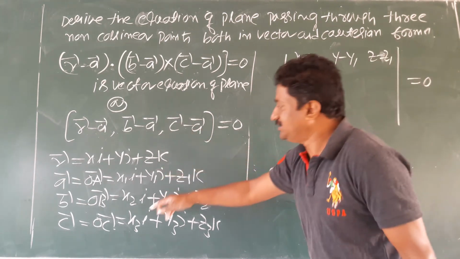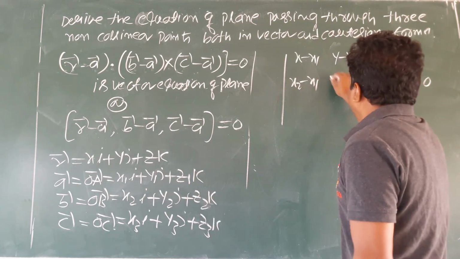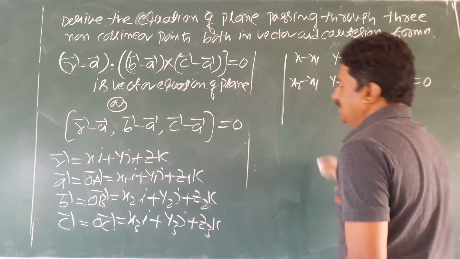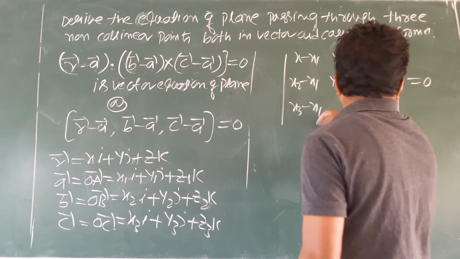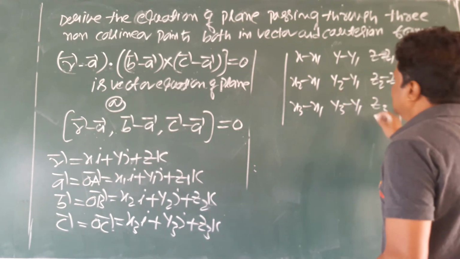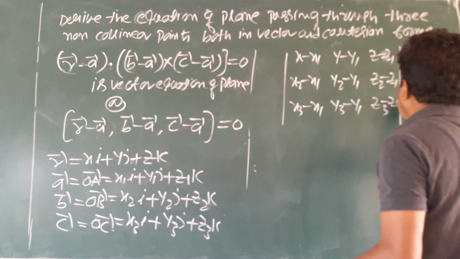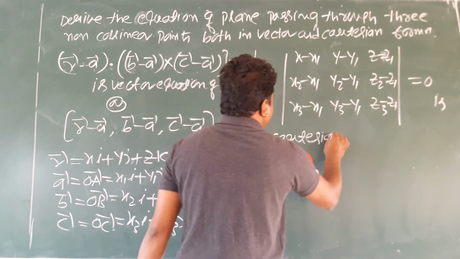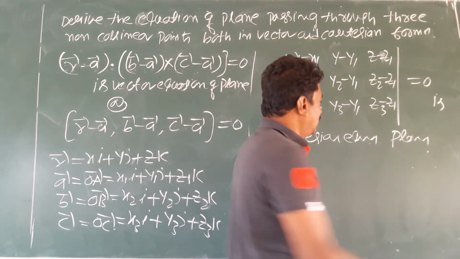Next B minus A: x2 minus x1, y2 minus y1, z2 minus z1. Next C minus A: x3 minus x1, y3 minus y1, z3 minus z1. So this is the Cartesian equation of plane. Okay students, Cartesian equation of plane.